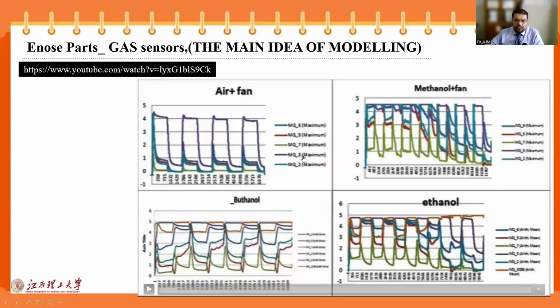Suppose I have MQ2, MQ3, MQ7, MQ5, and MQ6 sensors. And here I show you the pattern and shape of my sensor response.